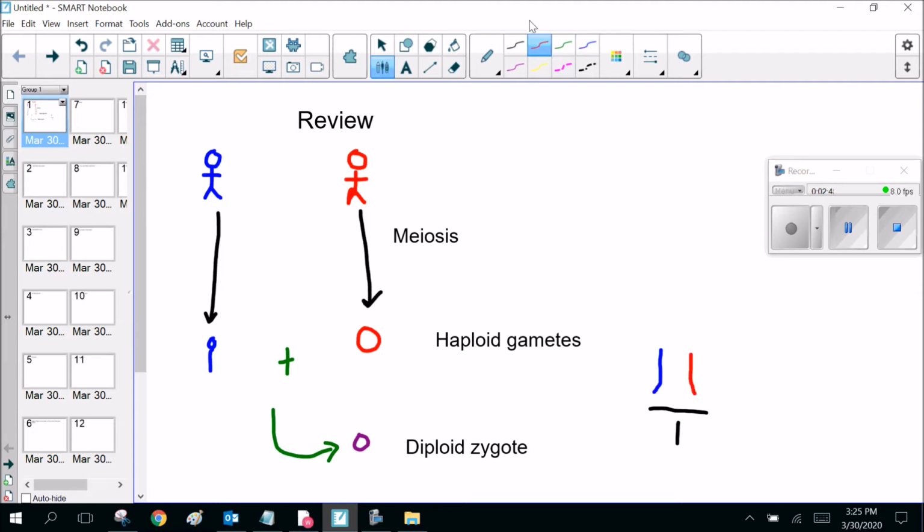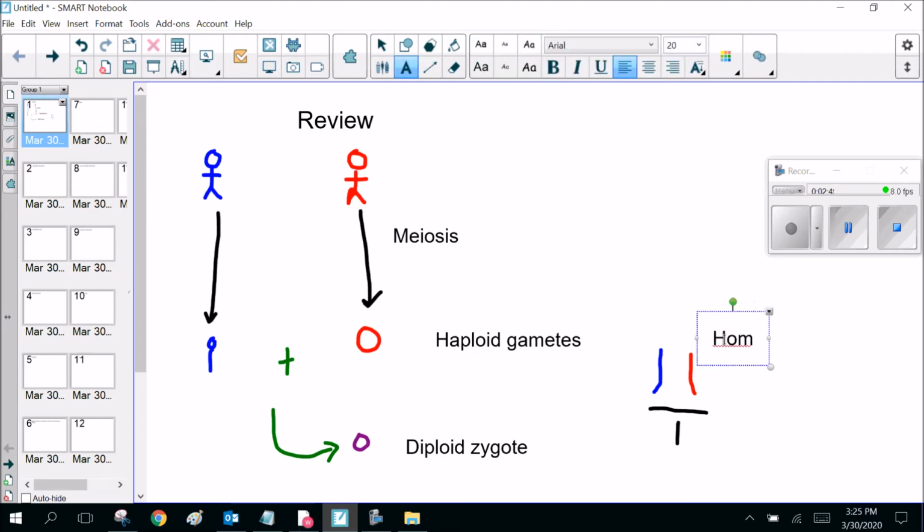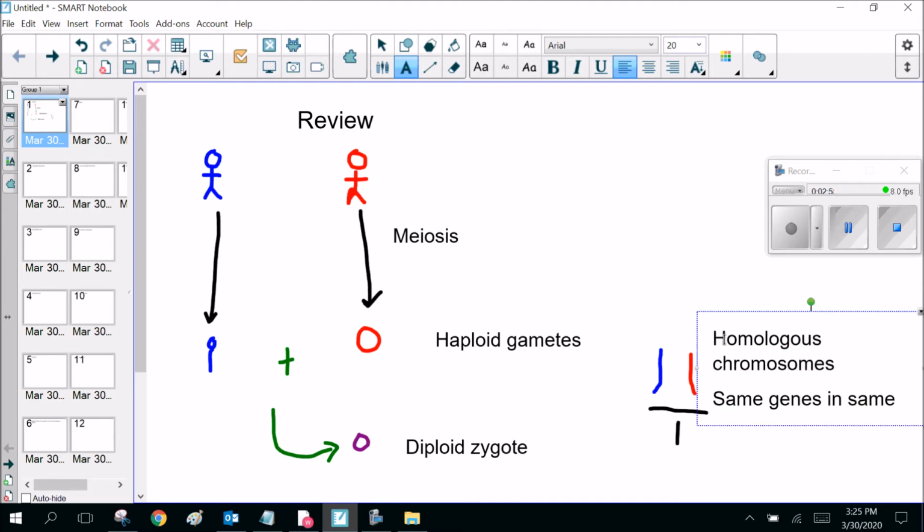They'll have the same genes, and these are known as homologous chromosomes. They'll have the same genes in the same order on that chromosome, but different alleles. Remember, alleles are slightly different versions of the genes. So they'll have mom's alleles on one and dad's alleles on the other. And those together will produce the proteins in that zygote's body that will make up its characteristics.